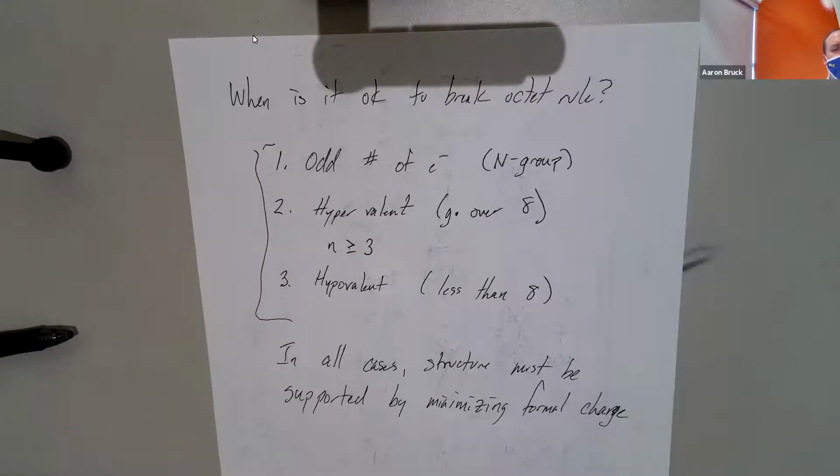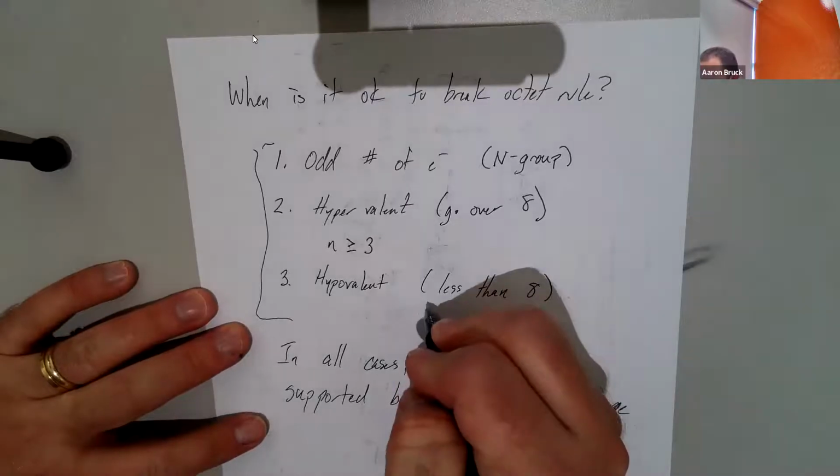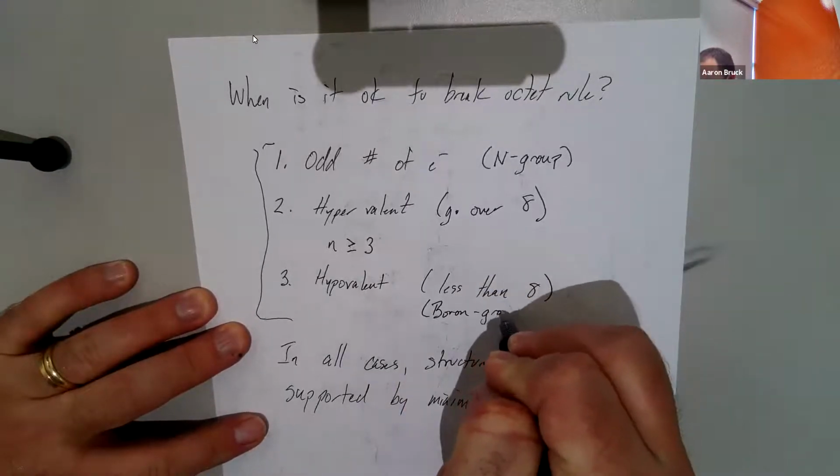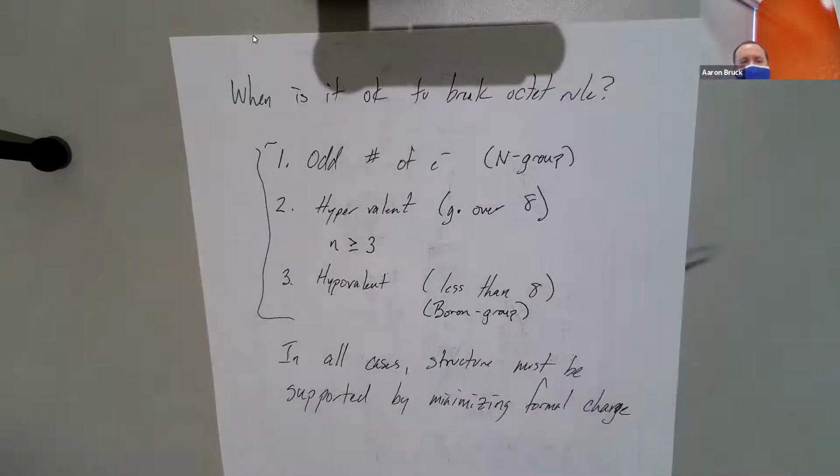The 3rd scenario, hypovalency. That is, is there a scenario where it's okay to have fewer than 8 electrons, and not just because it's an odd number? Atoms are capable of doing this, but where we see it the most often is in the boron group.